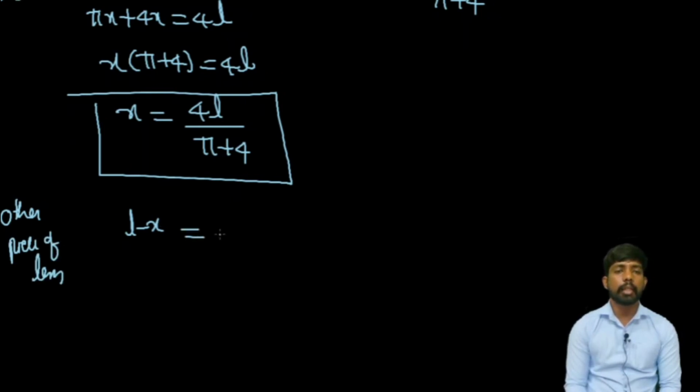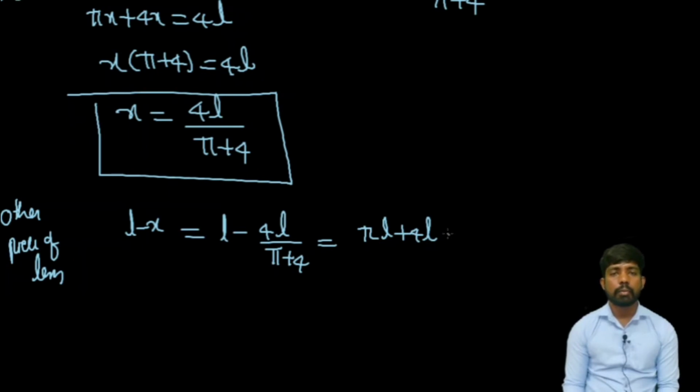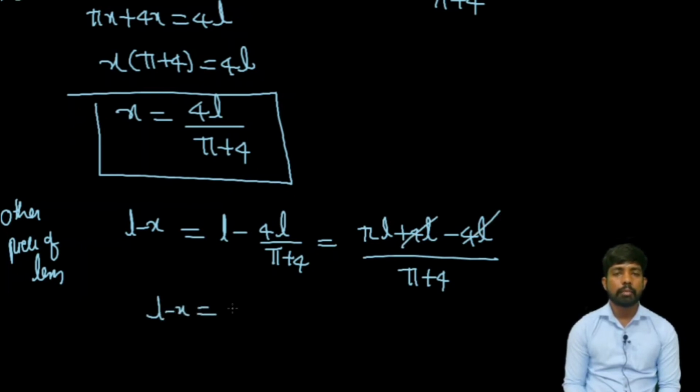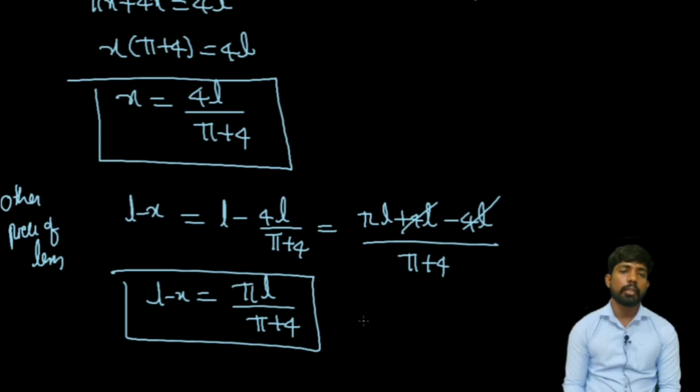So L minus x can be written as L minus 4L by pi plus 4. Therefore take LCM. So here pi into L plus 4 into L, we are multiplying this term to the L, minus 4L by pi plus 4. Therefore L minus x is equals to pi L plus 4L minus 4L, 4L cancels, so pi L by pi plus 4. That's all. This is the other piece of wire length. Therefore these are the two solutions.